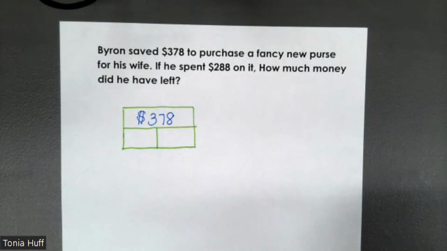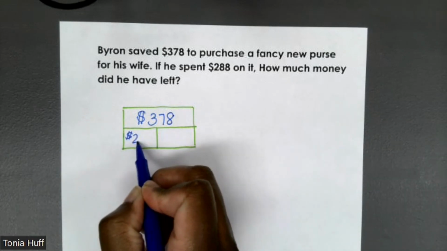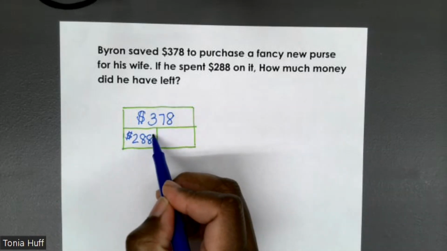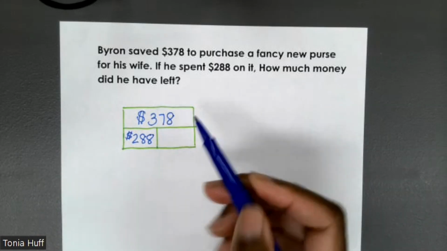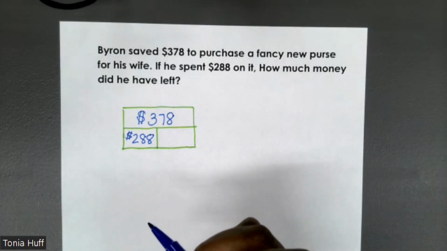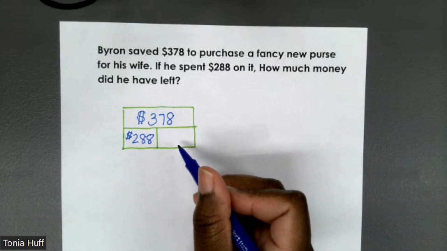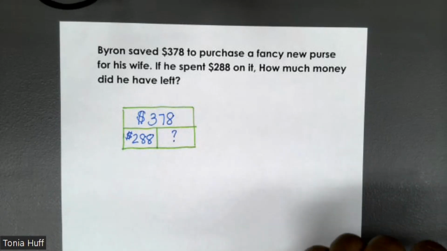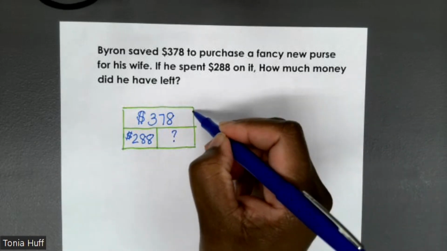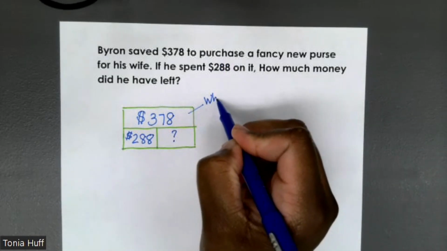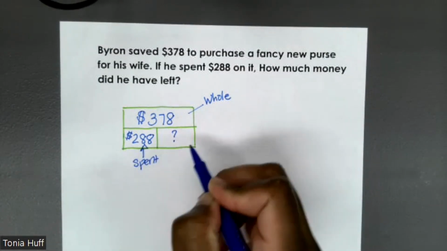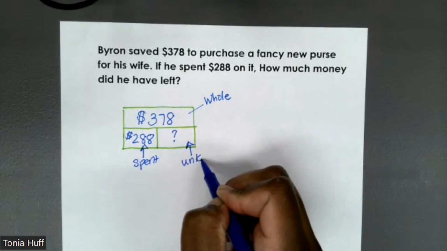Next, I will place $288 in one of my parts to represent the amount of money Byron spent. So this is the amount that Byron spent. This is the whole. The other part is empty because I do not know yet how much that part is. So I'll place a question mark to represent the unknown. And for students, I might even label that as the whole. This is the amount that was spent. And this is the amount that is unknown.